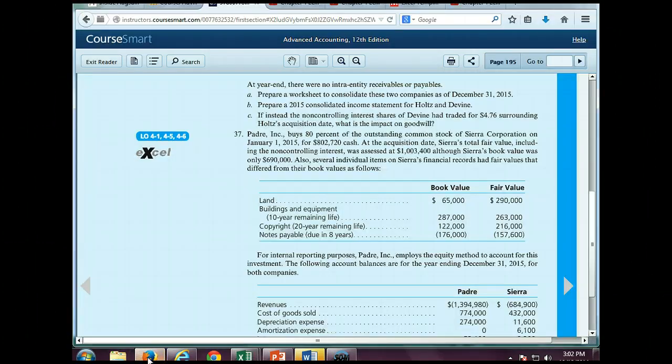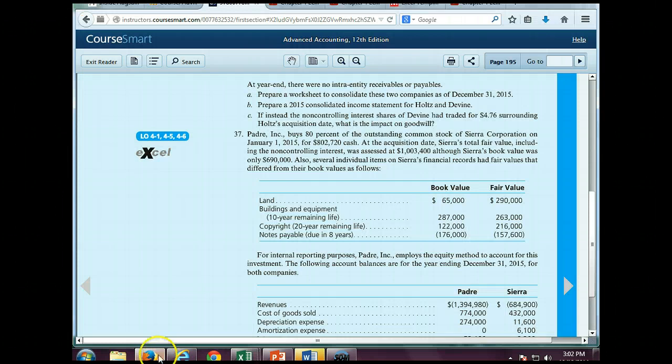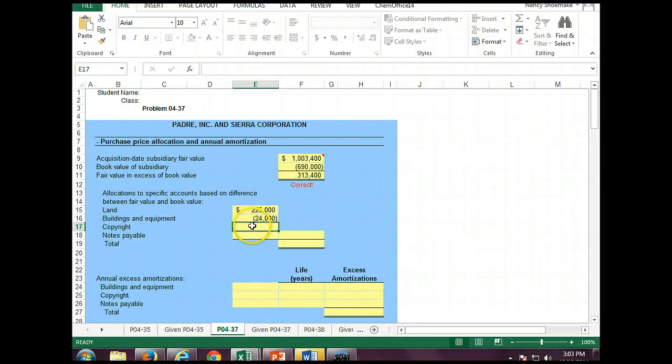Let's look at the buildings and equipment. Look at this. The book value is 287, but the fair value is 263. So it's 24,000 less, correct? So we're going to take that, and that's going to be a minus 24,000. The copyright shows a book of 122, but a fair value of 216. So that's an extra 96,000? 94, gosh, sorry. 94,000.